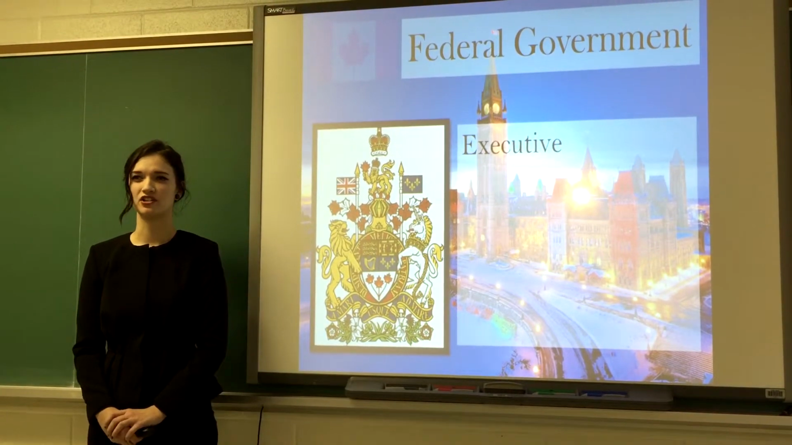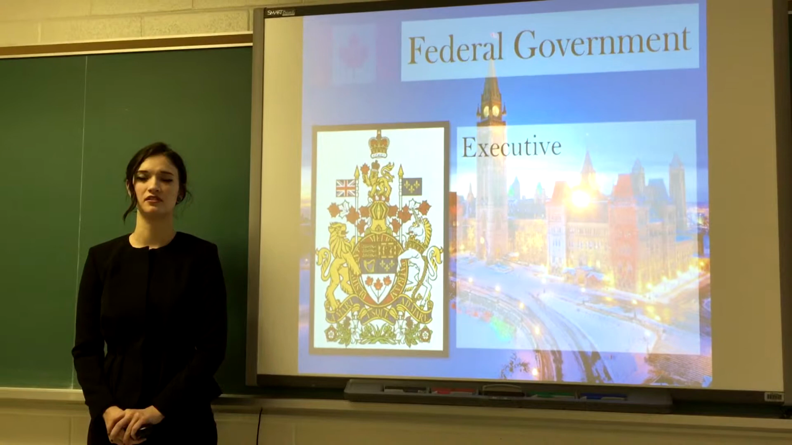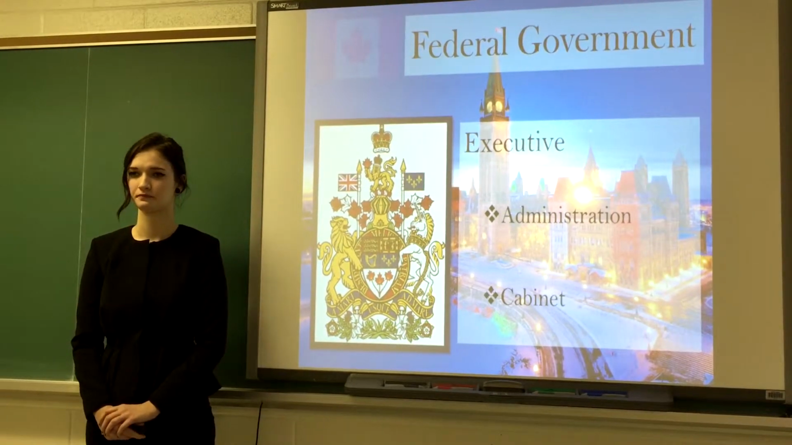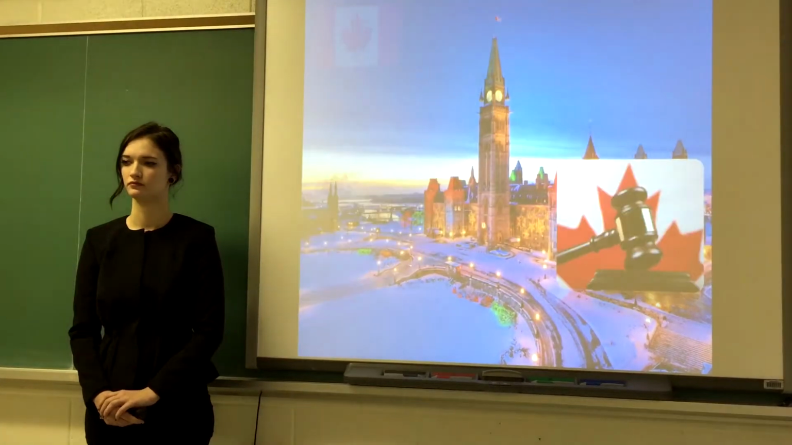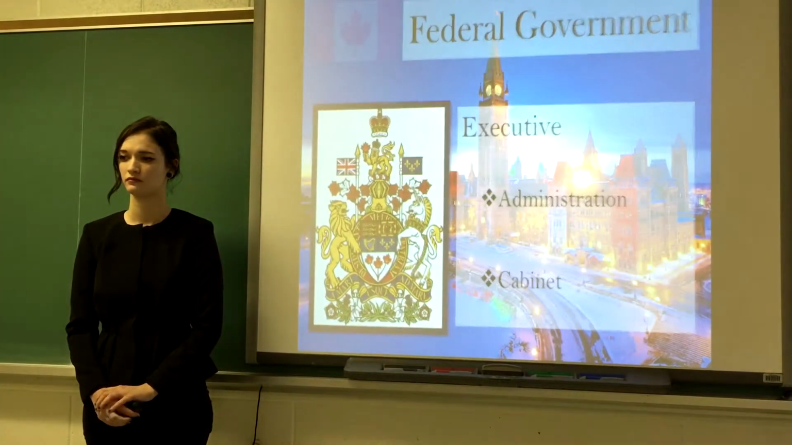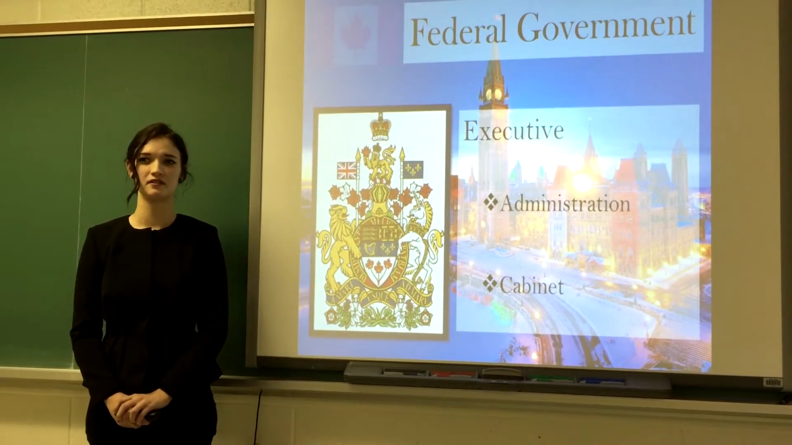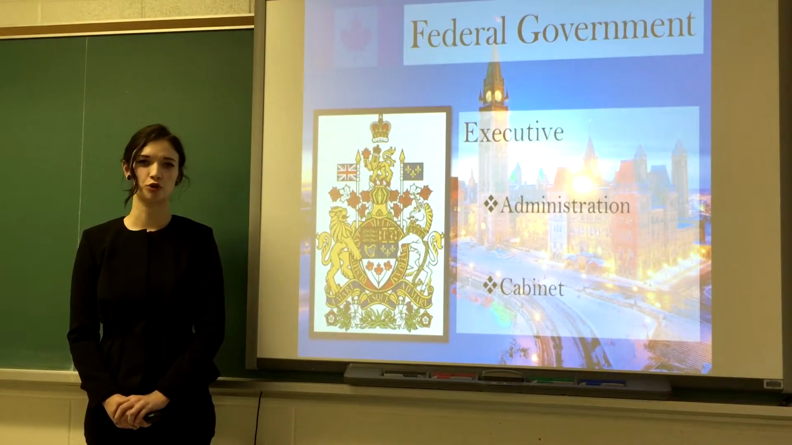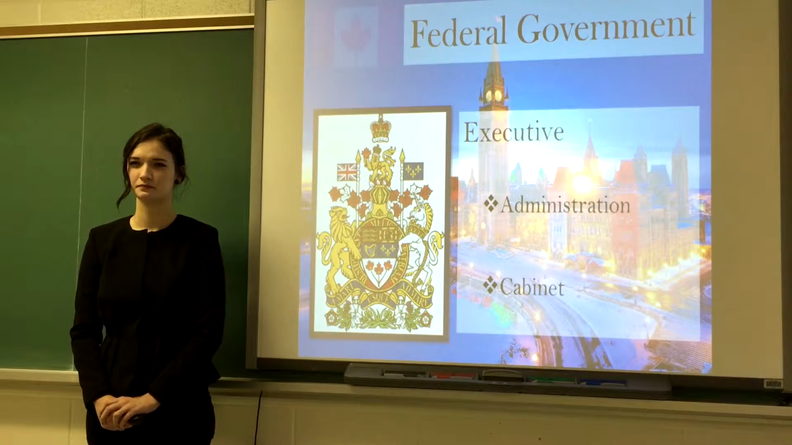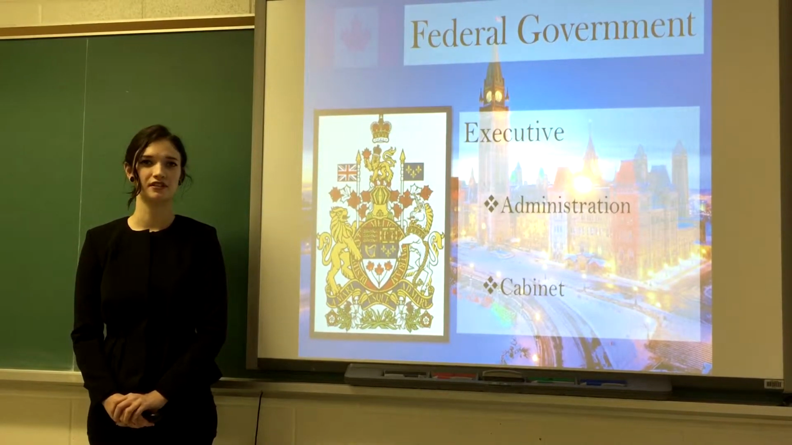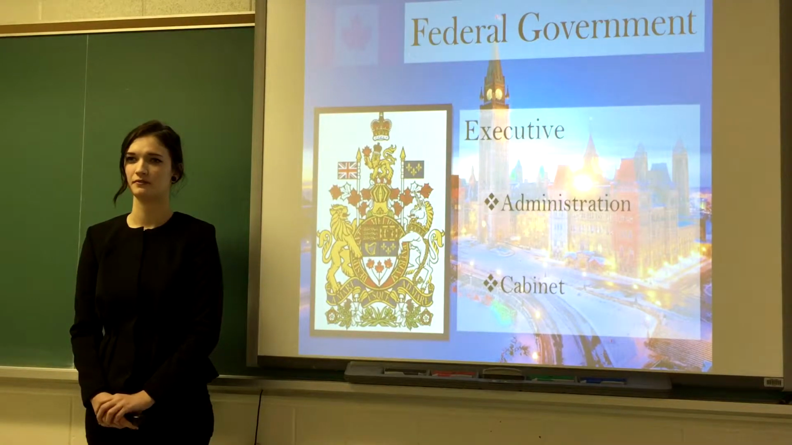The executive branch of government applies and enforces the law. It includes the cabinet and the administration. The administration includes government departments, armed forces, crown corporations, and other bodies. The cabinet sets the policies and the priorities for the government.